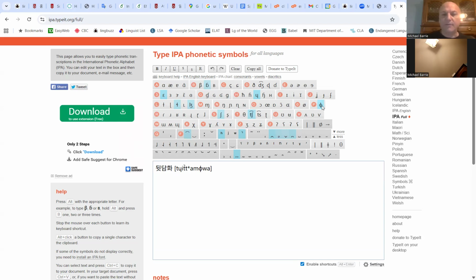So for those of you who know any French, the first glide is a lot like the French word oui, which means yes, and it is transcribed as follows. Oui, which in Korean looks like this.